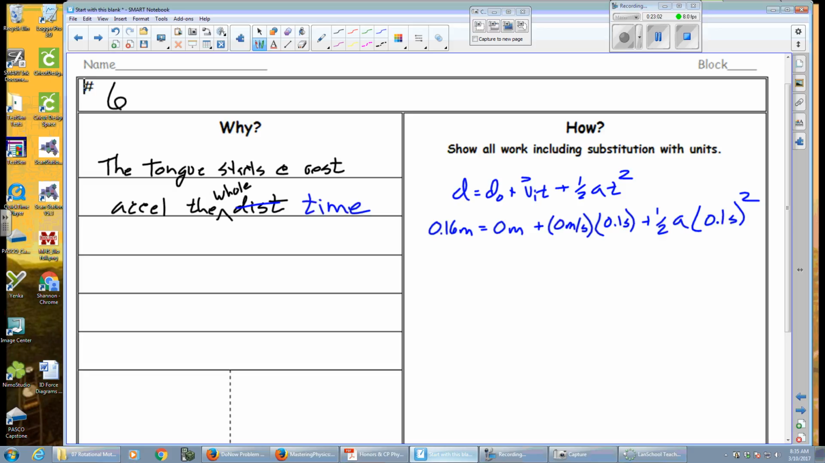Oh, I can simplify that, can't I? 0.32 meters equals a times 0.01 seconds squared. I think you can do the rest of the algebra.